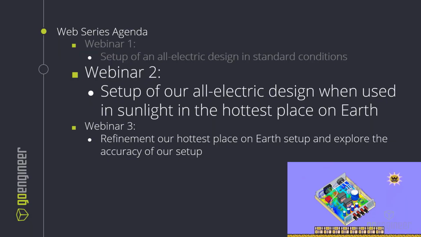All right, so here's the agenda or roadmap for our webinar series. We'll start our second webinar today by setting up our all-electric design with conditions to investigate how our design will perform when left outside in direct sunlight in the hottest place on Earth. Then for our last webinar, we'll keep refining our setup and flow simulation in those extreme conditions and begin to use some of the more specialized tools available in the electronics cooling module and take another look at the accuracy of our design.